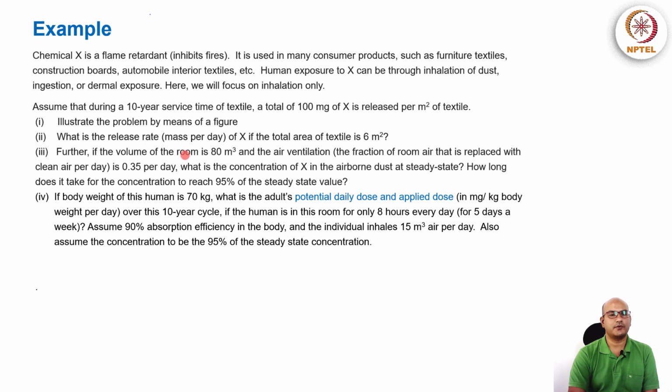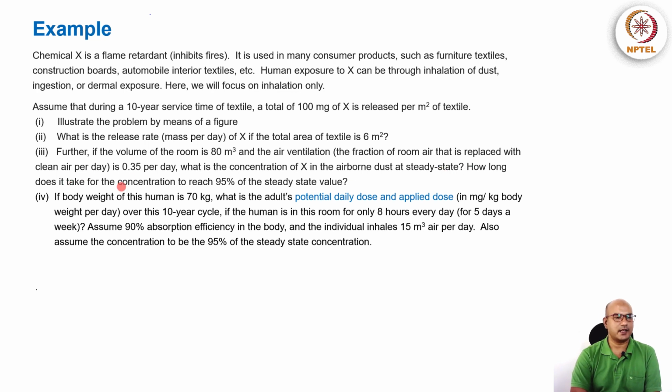Further, if the volume of this room is 80 meter cube and the air ventilation, which is basically our fraction of room air that is replaced with clean air per day, is only 0.35 per day in this hypothetical room, what is the concentration of X in this airborne dust, or what is the concentration of this X at steady state?